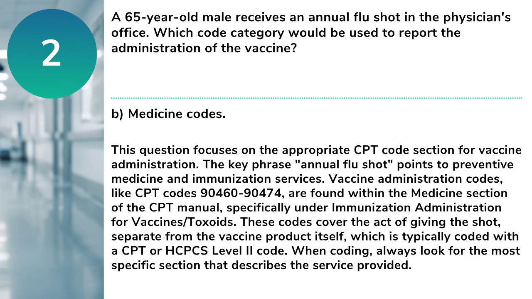This question focuses on the appropriate CPT code section for vaccine administration. The key phrase annual flu shot points to preventive medicine and immunization services. Vaccine administration codes, like CPT codes 90460 to 90474, are found within the medicine section of the CPT manual, specifically under immunization administration for vaccines/toxoids. These codes cover the act of giving the shot, separate from the vaccine product itself, which is typically coded with a CPT or HCPCS Level II code. When coding, always look for the most specific section that describes the service provided.